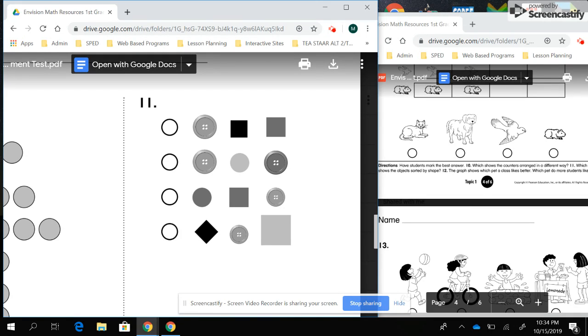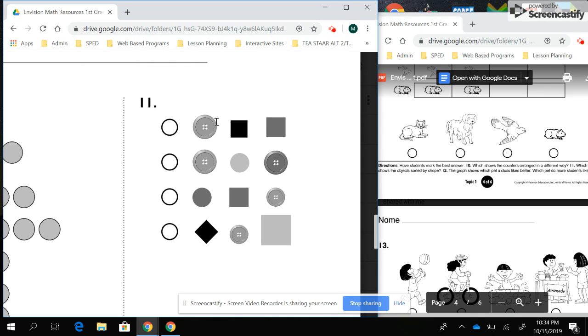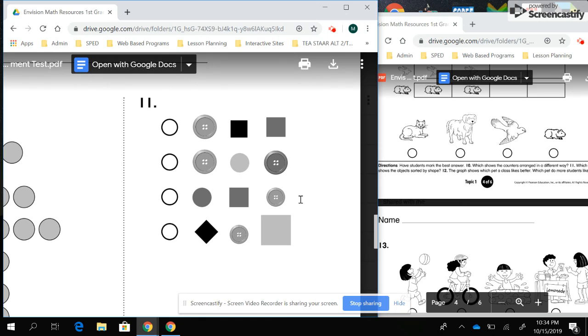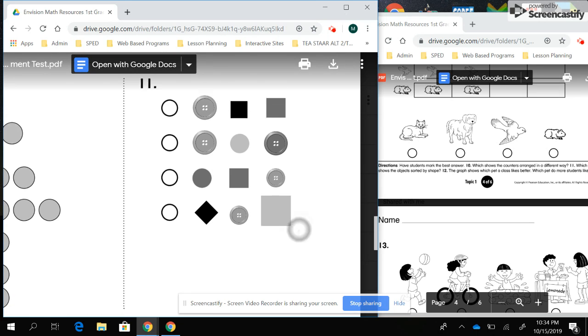Question 11. Which shows the objects sorted by shape? That means you're going to have to look at A, look at all the shapes, B, C, and D. Which group has the same shape? Is it A, B, C, or D? That means all your buttons, all your pictures need to have the same shape. Please find the one with the same shape and bubble it in.